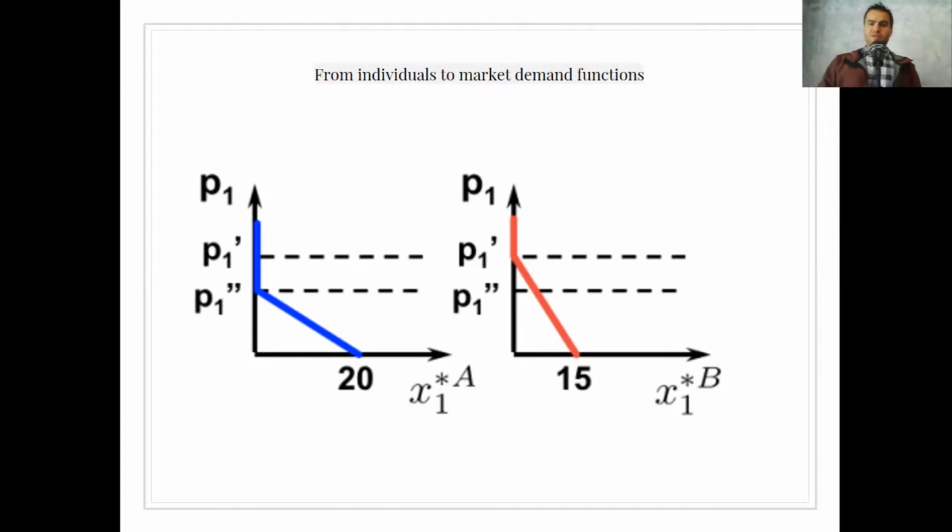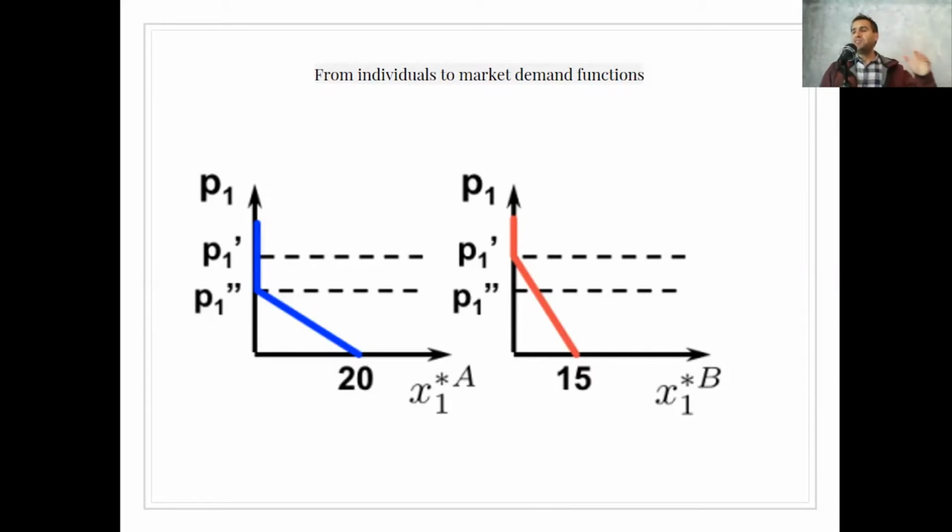The second graph, the one on the right for person B, is the same idea, but this person has different preferences. Because of that, this person is willing to buy different units at different prices than the first person. In this case, for person B, when the price of this good is 0, when they're giving it away, this person B would get 15 units of this good X1.